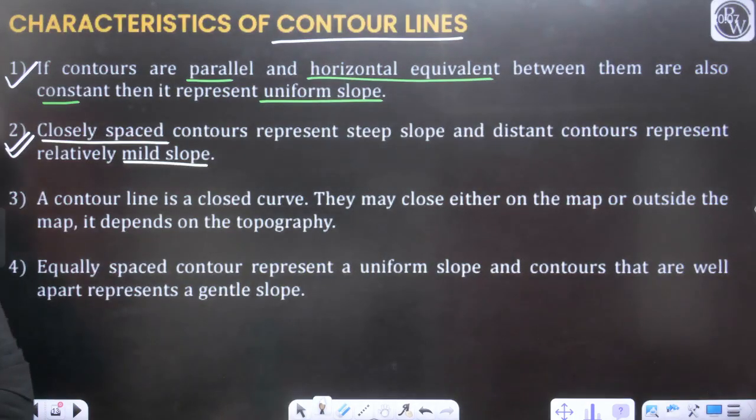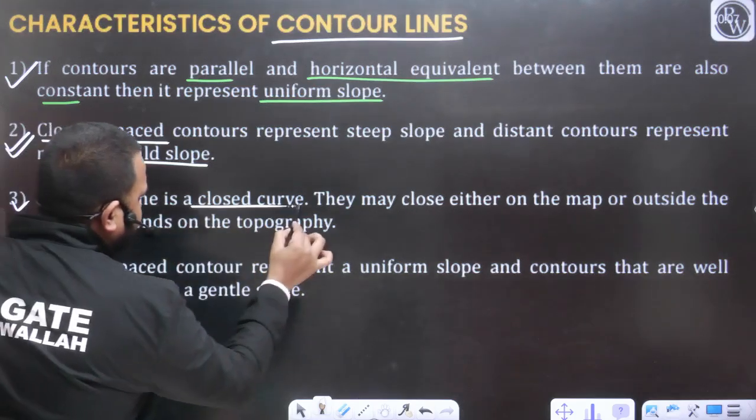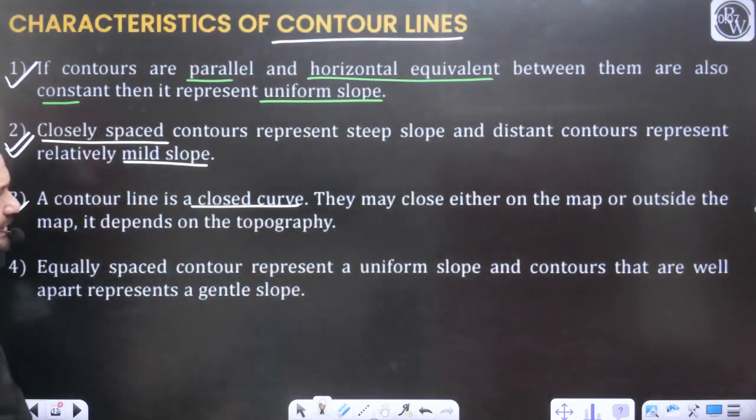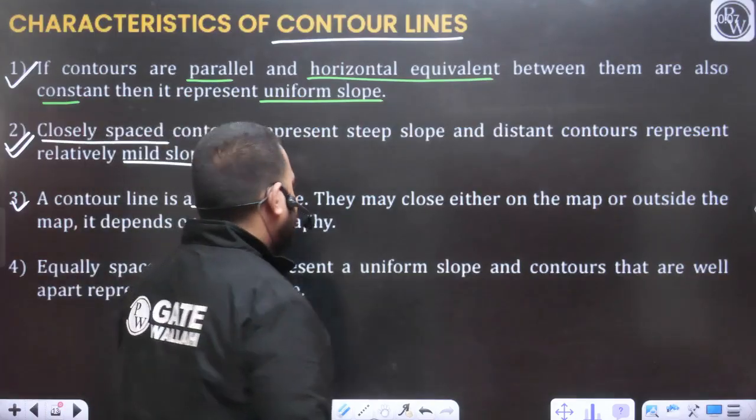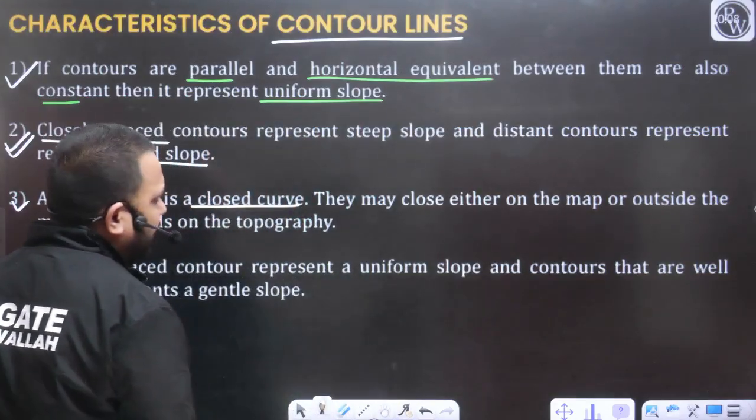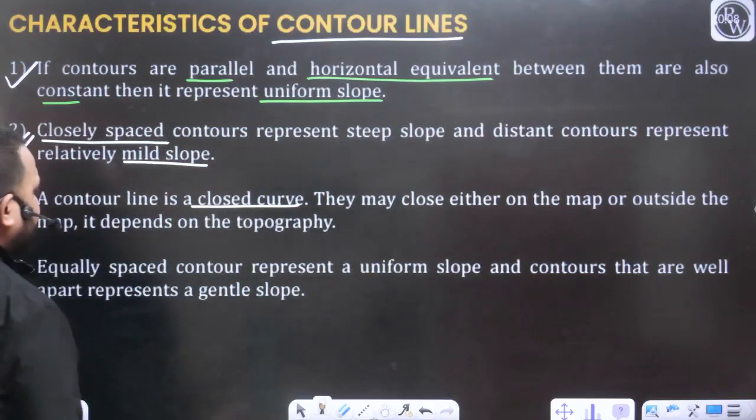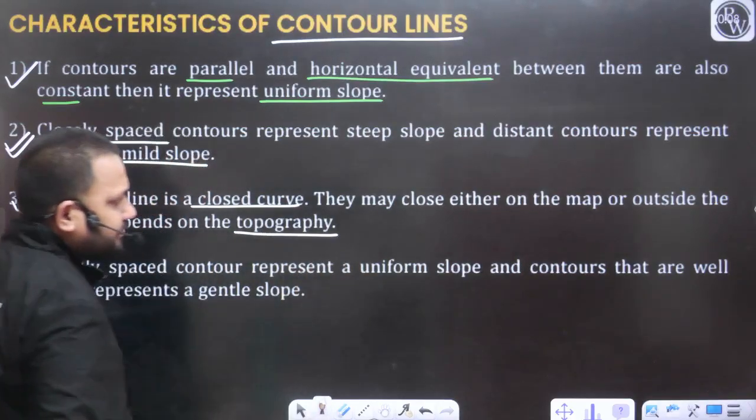So now can we move further? Now let's see the third. A contour line is a closed curve. They may close either on the map or outside the map. It depends upon the topography.